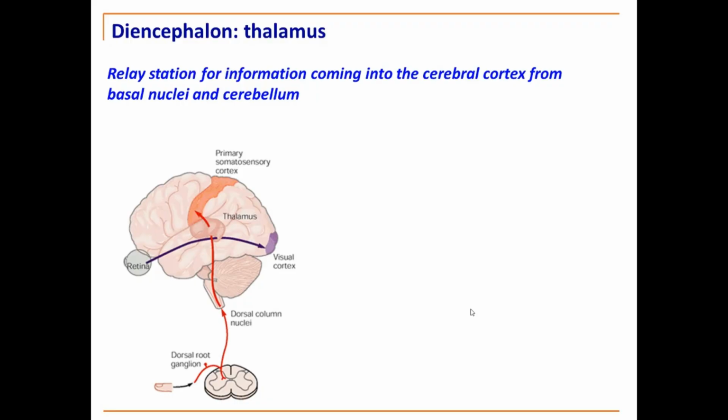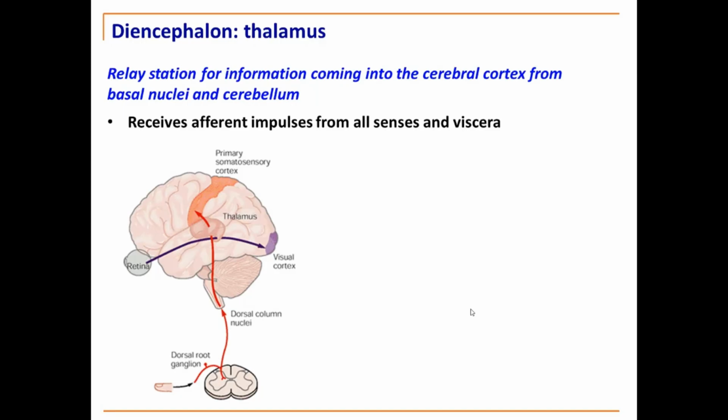So we've also got the thalamus. As I've already mentioned, this is a relay station for information coming into the cerebral cortex from the basal nuclei, which is to do with subconscious movements, and the cerebellum, which is also to do with movements. But as well as that, it receives all afferent impulses from all senses and all viscera.